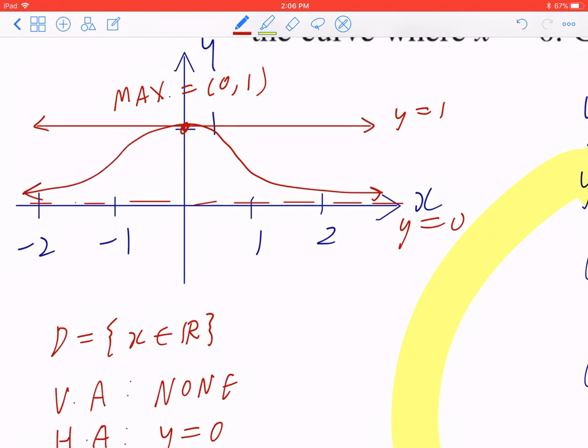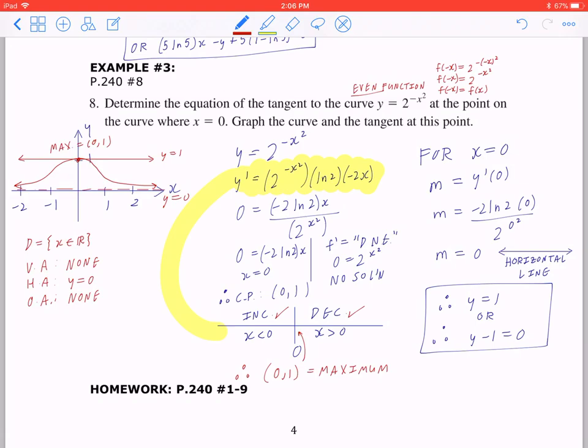Now again, we didn't go through the entire algorithm. We didn't talk about concavity, inflection points, and so on, but the question was graph the curve and the tangent at this point, and that's exactly what we did. And that's how you do example number 3.